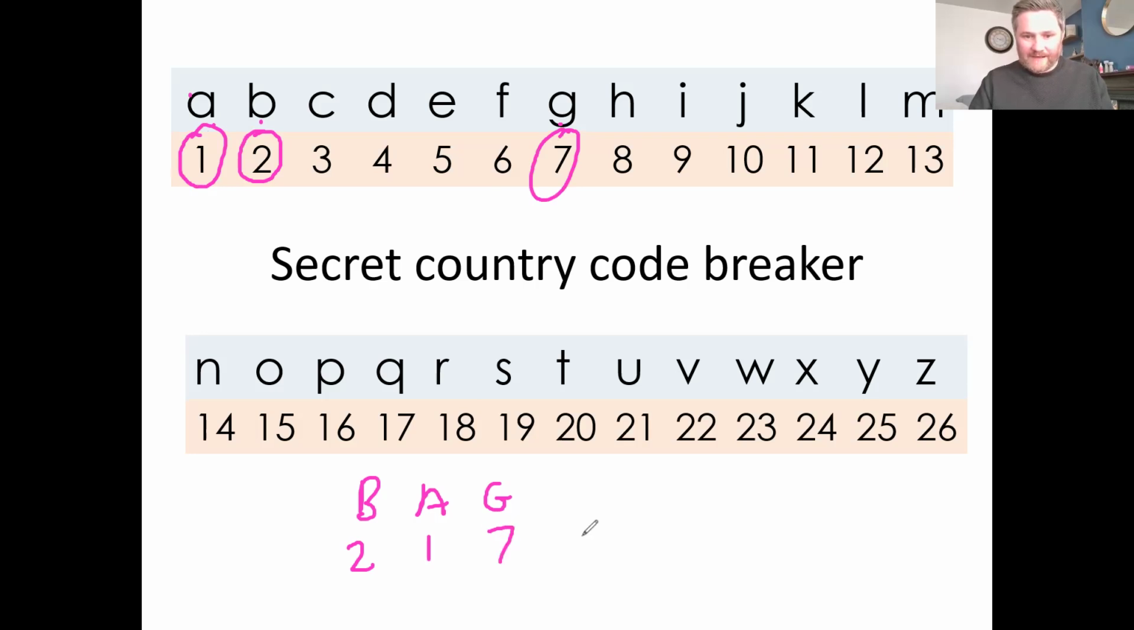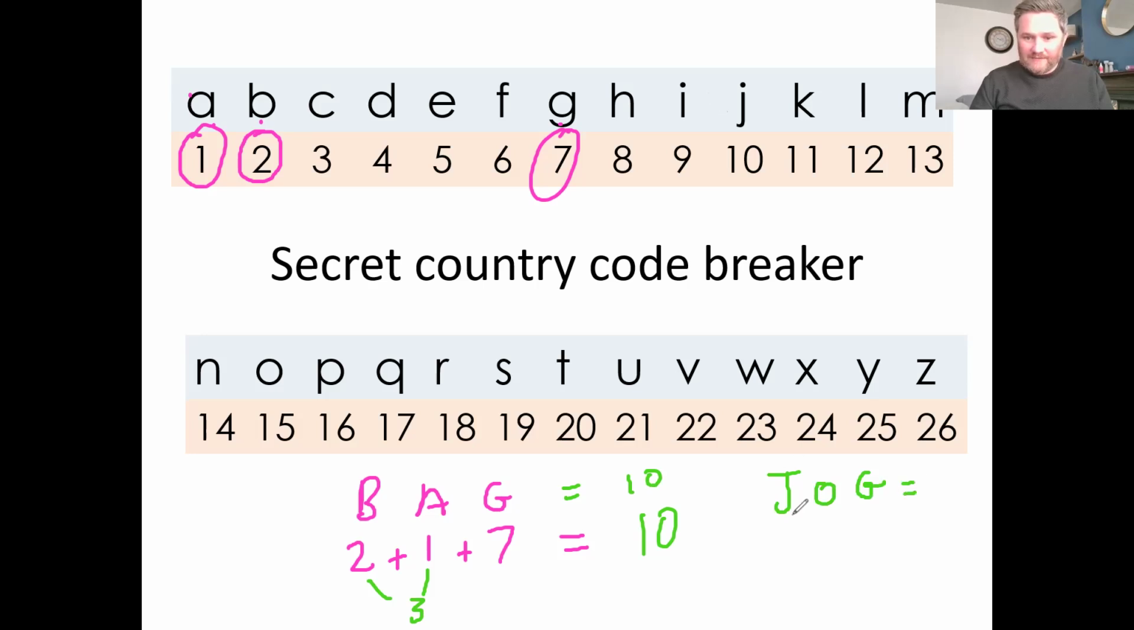To find out my code, all I need to do is add those numbers up. Looking at those numbers, to do it nice and quick, I can see that 2 and 1 makes 3. That's 7. 7 and 3 makes 10. So the code for bag would be 10. Okay? If you want, you can pause me now and think of your own 3-letter words just to practice getting used to using the code. You could do a word like, I don't know, jog or something and figure out what that would be.